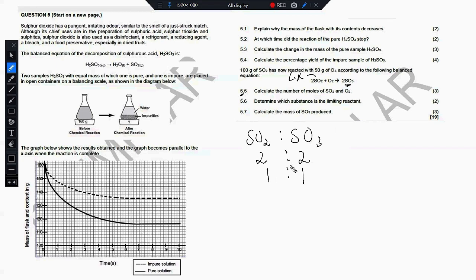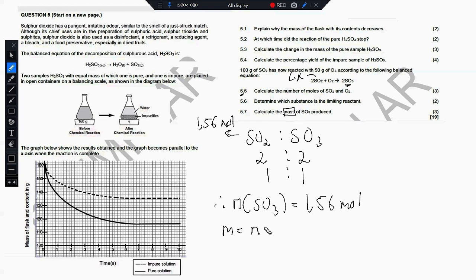You will remember that in 5.5, we've already calculated the number of moles of this. So in other words, therefore, the number of moles of SO3 also has to be 1.56 mole, because we also calculated the number of moles of that. It was 1.56 mole. So if the ratio is 1:1, that means they have the same number of moles. Therefore, the number of moles is also 1.56 mole. But remember, let's not get carried away. We are looking for the mass. Now, how do we calculate the mass? We know the formula is mass is equal to n multiplied by the molar mass, right? And then the number of moles, 1.56.